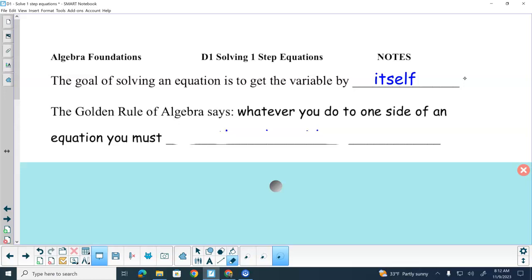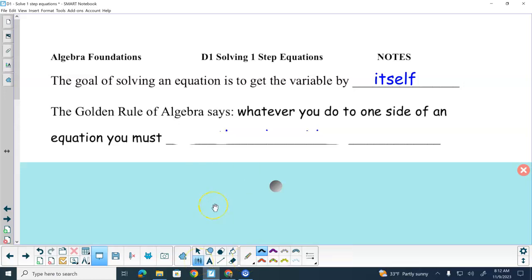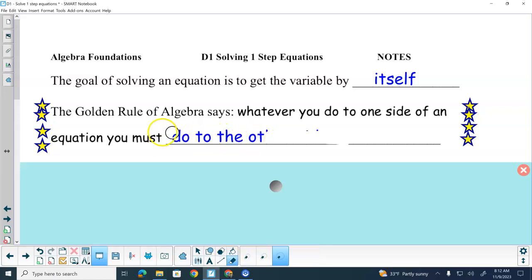This is the big one. We want stars because this is an 8-star line right here. You've got to do the same thing on both sides. You've got to do what? Same thing on both sides. The golden rule of algebra says that whatever you do to one side of an equation, you must do that to the other side of that same equation.